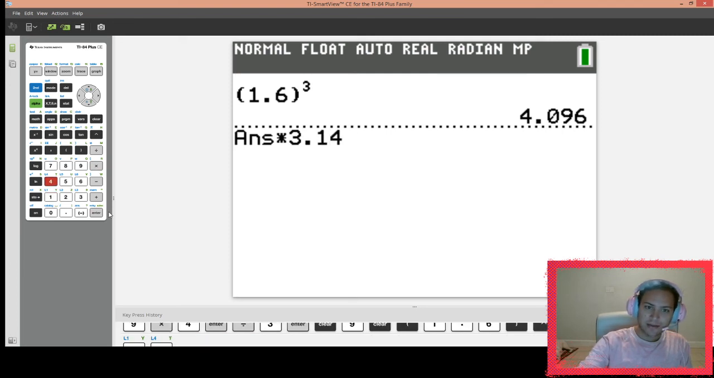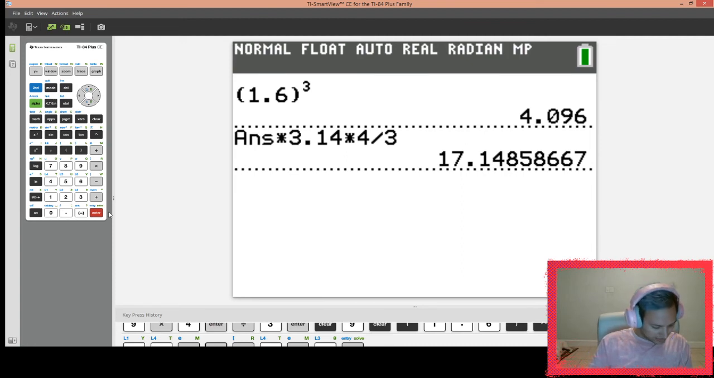And then I can times that by 4/3. So I'm going to times it by 4 and then divide it by 3. And I get 17.14 or 17 point. That's different than my notes. How did I get a different value in my notes? I know why I got a different value in my notes.